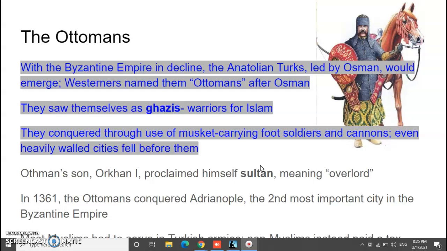There I put his name as Othman. You do see different spellings in different times, but same guy, Othman or Osman, and his son Orkhan the First proclaimed himself Sultan. Sultan was a term meaning overlord, so obviously he has a pretty high opinion of himself. And then in 1361, the Ottomans conquered Adrianople, the second most important city in the Byzantine Empire.